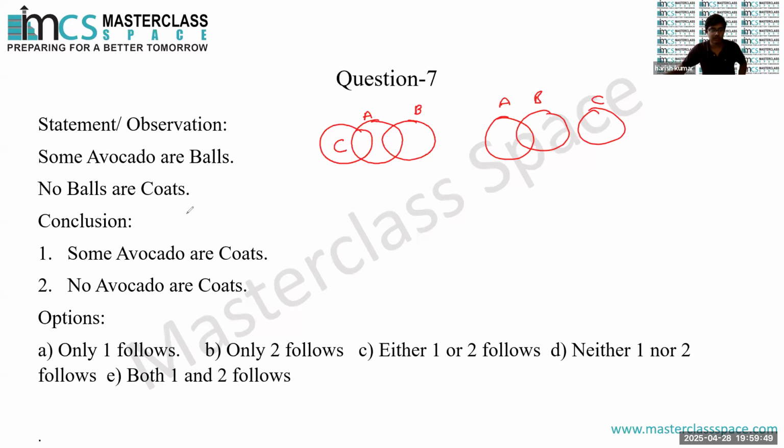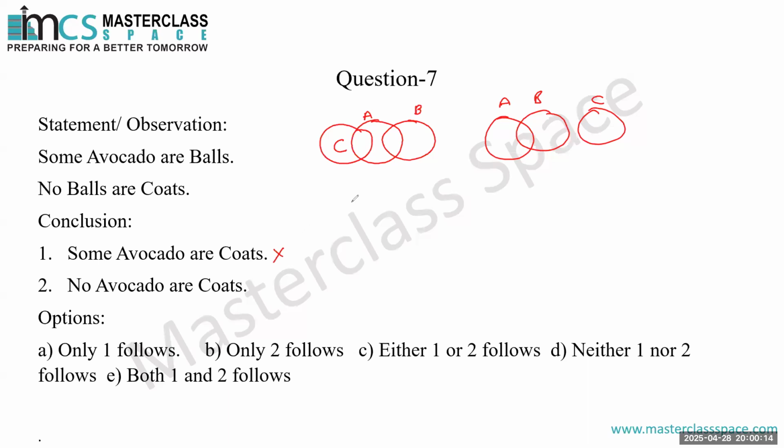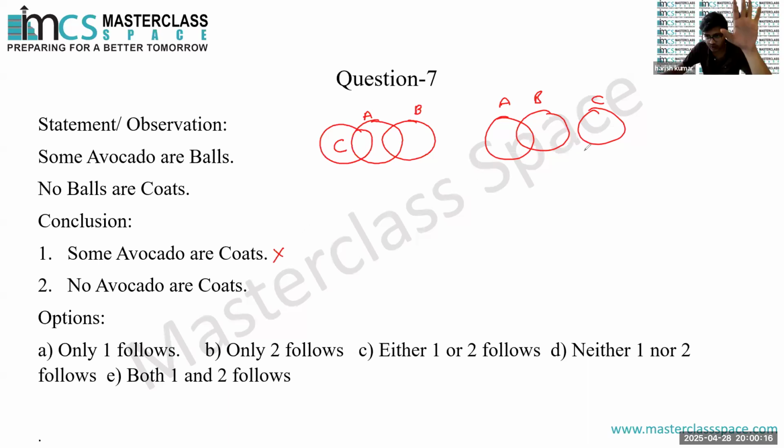Now, what are the conclusions? Some avocados are codes. Again, I should check for only one condition. If it is not true in one condition, it is out of the story. In this diagram, some avocados are codes, but in this one, they are not. So the first statement is wrong. Is it clear till now for all of you? Yes, sir. Because it is wrong in one diagram, it is wrong. I will not consider it. Only if it is true in all the diagrams will I consider it.